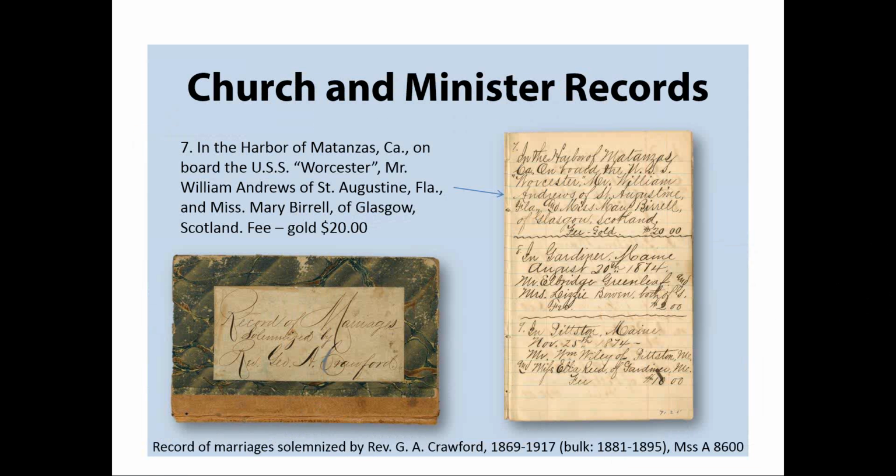Ministers often kept their own personal record of the baptism, marriages, and funeral services they performed separate from the church register. This slide shows the cover of the ledger used by Reverend George A. Crawford to record some 223 marriages for which he was celebrant. These marriages took place in Maine, Cuba, Massachusetts, and Japan.